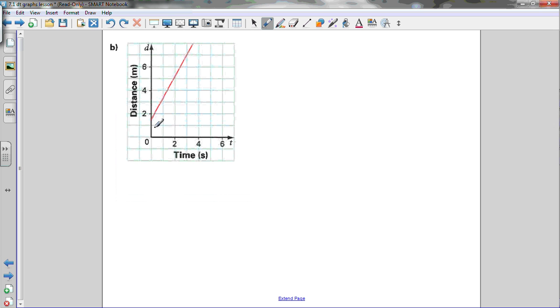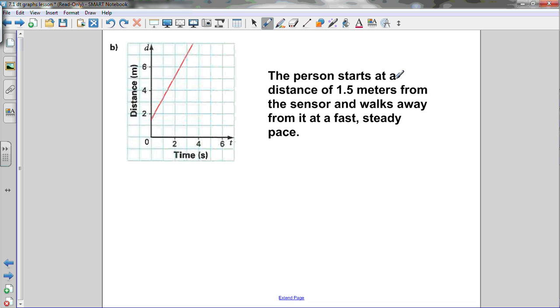Next one, B. So they start at about 1.5 meters away from the sensor, and it's a straight line, so they're moving at a steady pace, and it's pretty steep, so they're moving at a fast, steady pace. And as time is increasing, the distance from the fixed point is increasing, so they're moving away from the sensor. So the person starts at a distance of 1.5 meters from the sensor and walks away from it at a fast, steady pace.